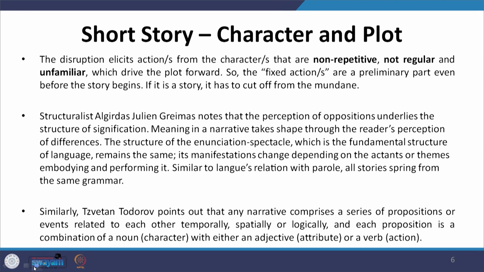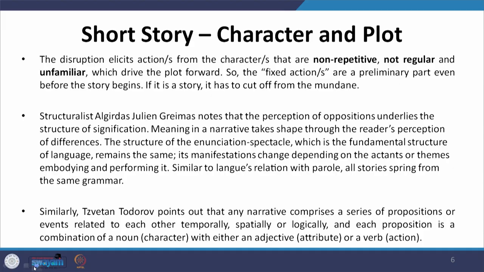If we can understand how a narrative happens through the lens of different structuralist thinkers. So, for example, Algirdas Julien Greimas notes that the perception of oppositions, of any form of conflict followed by resolution, or sometimes not followed by resolution, underlies the structure of any signification, any meaning that a narrative tries to posit, tries to hold. Meaning in a narrative takes shape through the reader's perception of these conflicts, these differences.